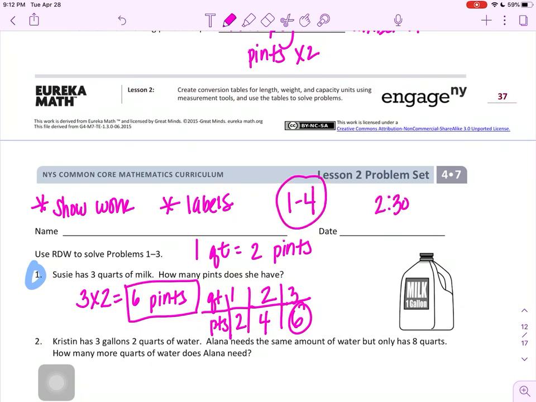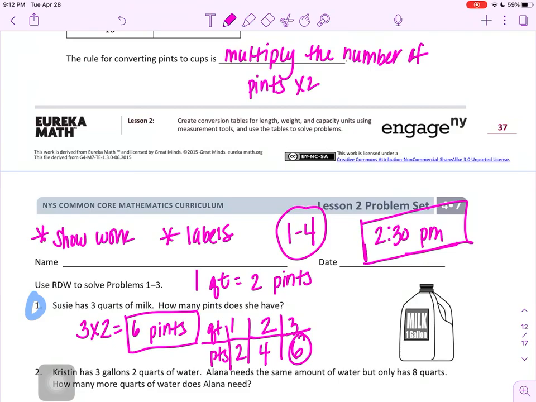And then we will Zoom at 2:30 to go over your work. And hopefully you'll be prepared to share your work through Zoom.